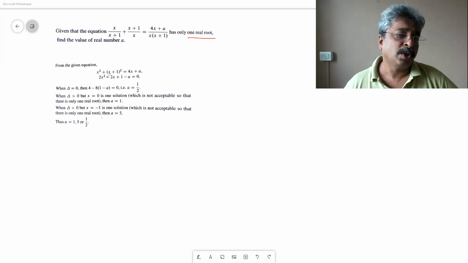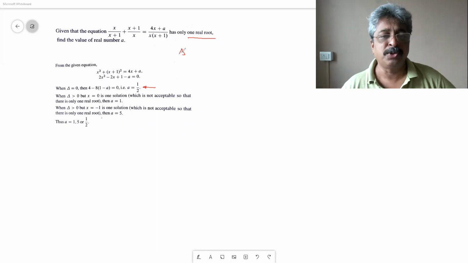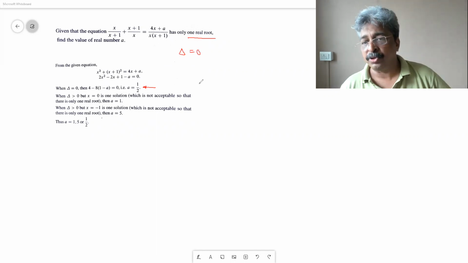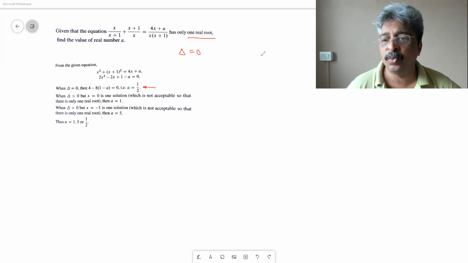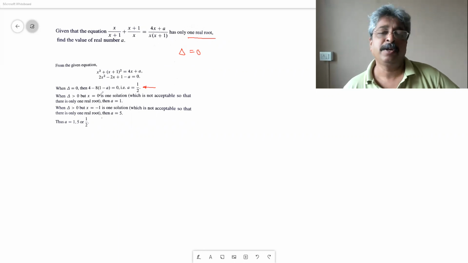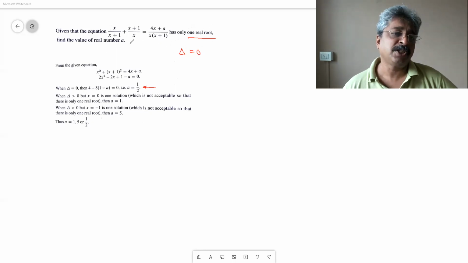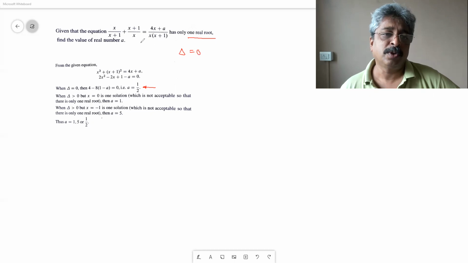In this solution, I think this part is correct and understood by everybody, because if delta is equal to 0, then you have a repeated root. Repeated root means it is only one root available two times. So that is the straightforward value of a, by equating the discriminant equal to 0. A becomes half.